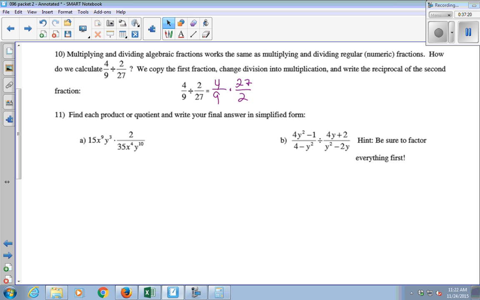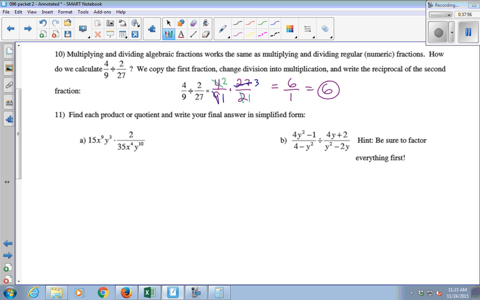You can also reduce the 9 and the 27 before you continue to multiply. So 4 and 2 reduce, because 2 goes into 2 one time and it goes into 4 two times. And then let's look at 9 and 27. How many times does 9 go into 9? Once. So I cross that out and put a 1. How many times does 9 go into 27? 3. So then that becomes 6 over 1, or just 6.